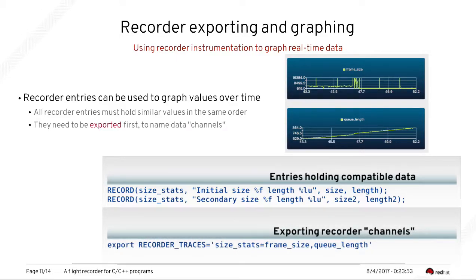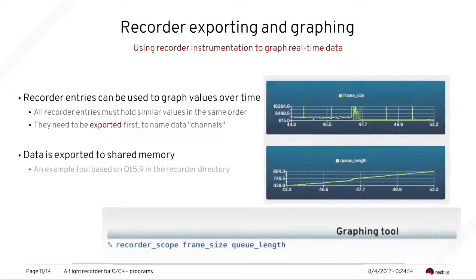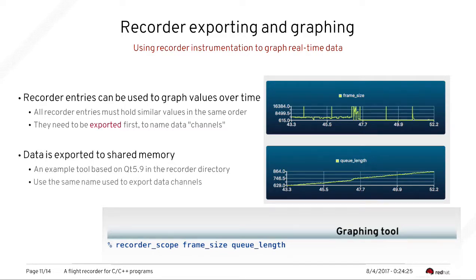Now, when you have a recorder that is configured like this, you can export its contents by setting the recorder trace with the syntax that, instead of having a numerical value on the right of equal, has a list of names. And these are the export names of channels for that recorder. So the data is exported to shared memory, and there is an example in the recorder repository, a small tool based on Qt5.9 charts that lets you graph things easily. You use the same names used to export data channels. This has been tested with a fairly large number of entries per second.